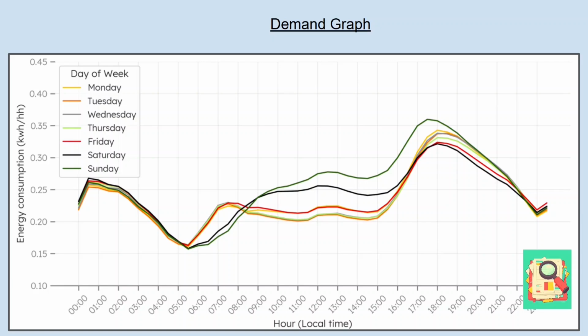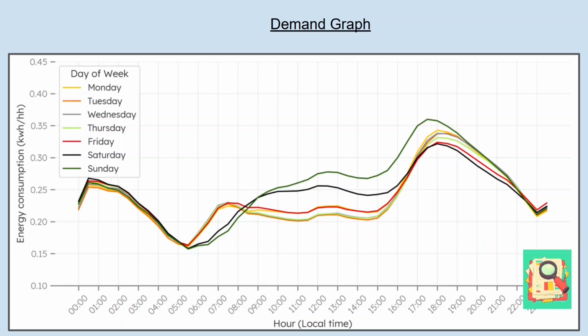We can use the demand graph as an indicator to size power supply equipment such as transformers, generators, solar panels, or any other power supply equipment. How we would calculate the size of our inverter is by finding the highest energy consumption in a small block of time and finding the power. Looking at this graph, the highest energy consumption happens between 5 and 6 p.m. The energy requirement in that block of time is 0.35, and that block of time is 1 hour long. 0.35 divided by 1 is equal to 0.35 kilowatt.